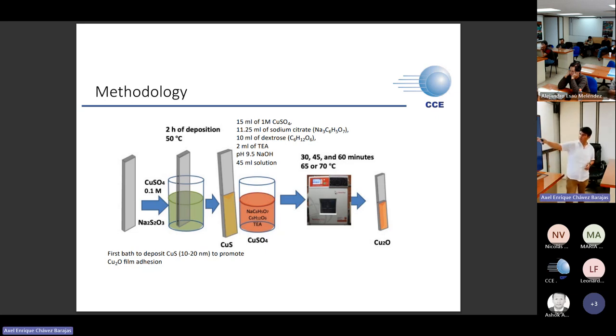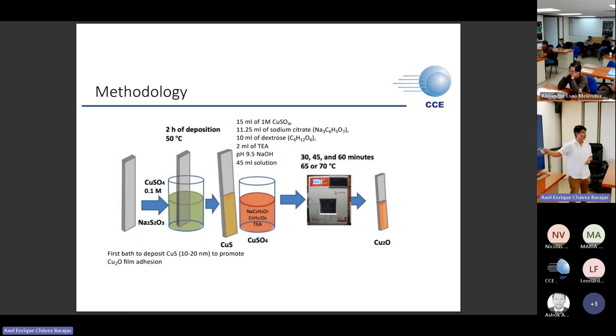We use a formula more or less similar to the Chinese group, but including the triethanolamine. This tends to slow the rate of deposition by increasing the complexing of the copper ions, so it allows me to grow the film. We prepared the solution and used a pH around 9.5 by adding some sodium hydroxide.